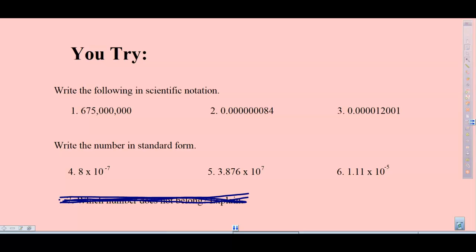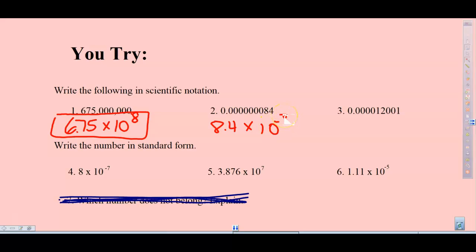Now that you've tried these problems, let's go over the answers and see how you did. For number 1, writing this in scientific notation, your first value, or what we're calling your factor, should have been 6 75/100ths. Multiply that by 10 to the power of 8. There you go. This is your scientific notation form. Number 2, you should have had 8.4 times 10 to the negative 8.